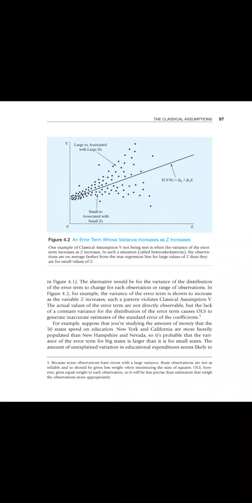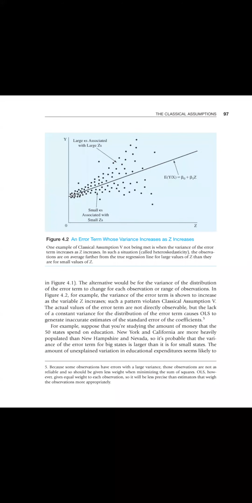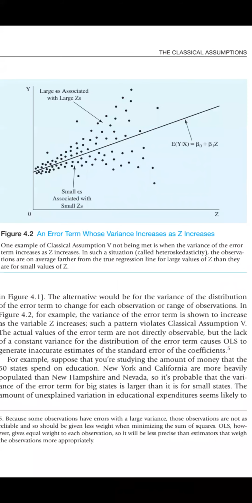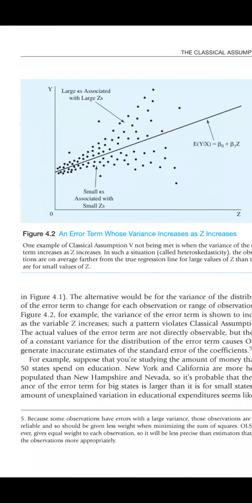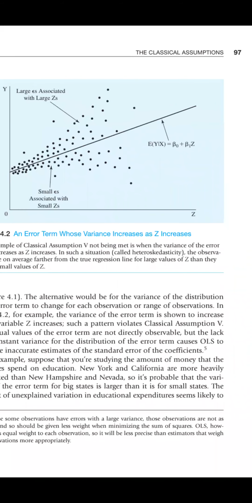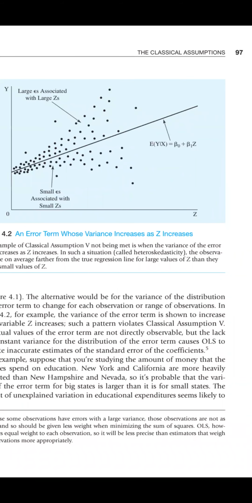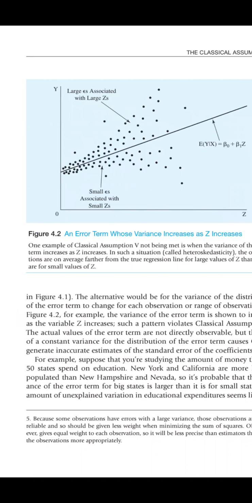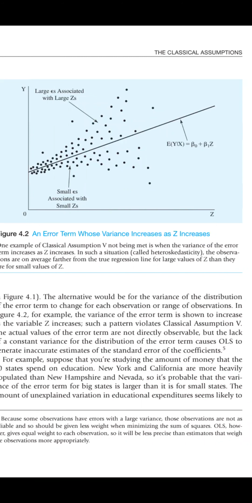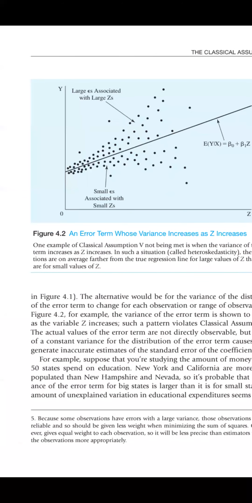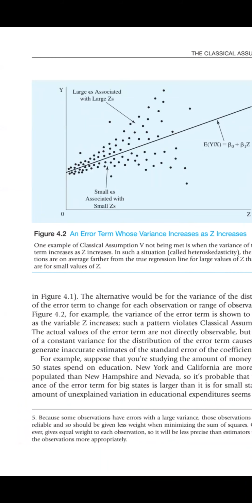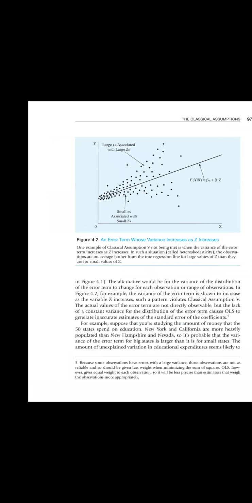But if you look at the diagram that's given there, you can see the example of assumption 5 not being met: the variance of the error term increases as Z increases, and we call that heteroscedasticity. So the observations are on average further from the true regression line for large values of Z than they are for small values of Z. You can see how it begins to spread as we move along.